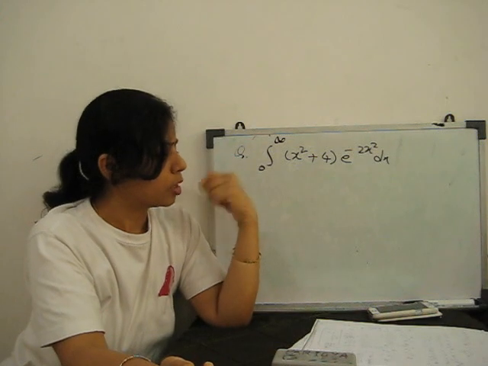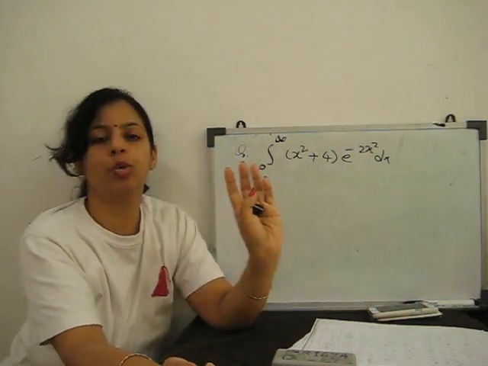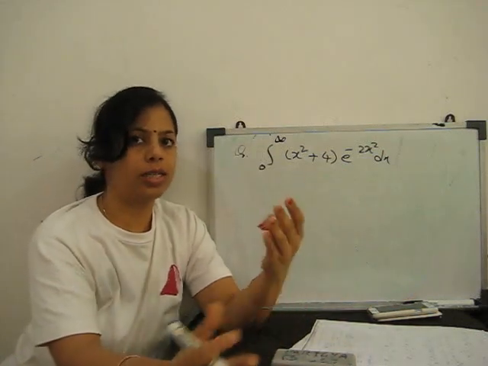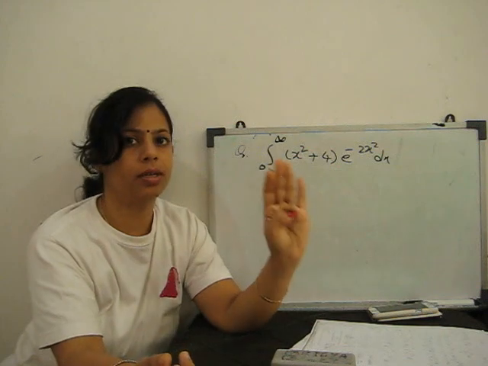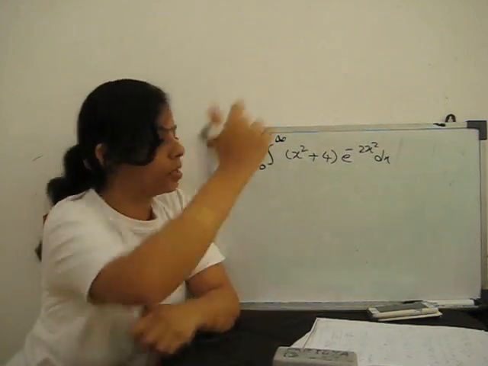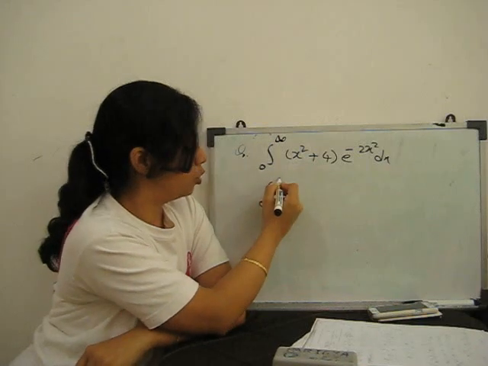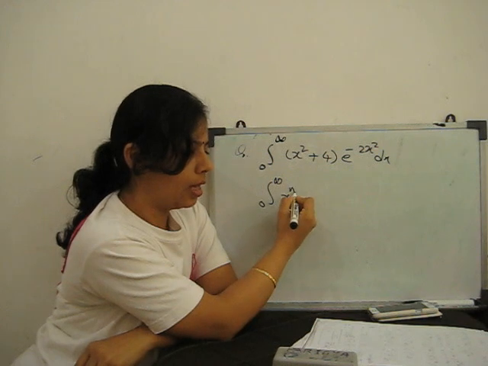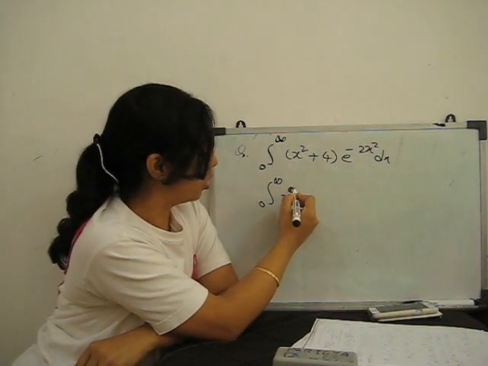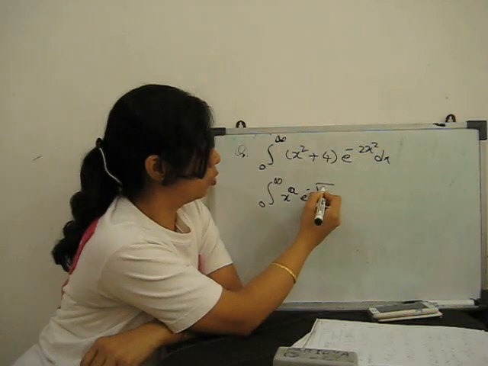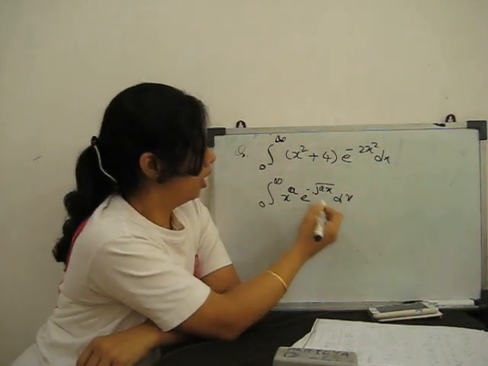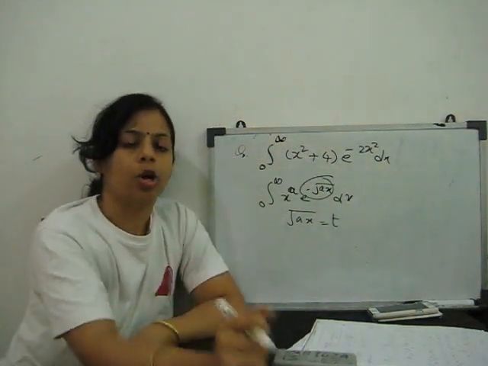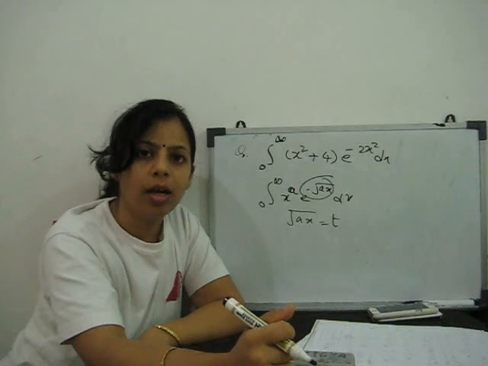Clear? So what we can do is just substitute 2x square equal to t. Find the dt and the limits and substitute here, and it will become a gamma function. Similarly, one more question. If you have 0 to infinity x to the power n, a e to the power minus root of ax dx, just substitute root of ax equal to t. This integral converts into the gamma integral.